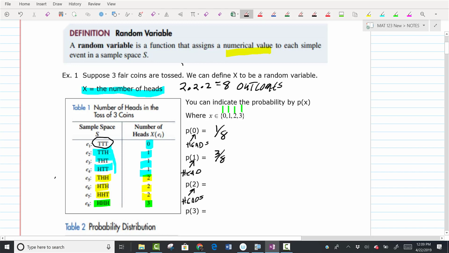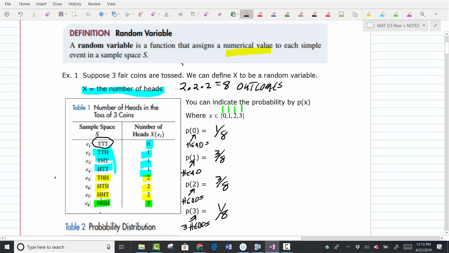The next one is the probability of getting 2 heads. So how many possibilities are there for getting 2 heads? It's 3 also. That's the yellow ones. 2 heads, 2 heads, 2 heads. So that's also 3/8. And then the last one is the probability of getting 3 heads. How many possibilities are there? 1. So that's 1 out of 8.